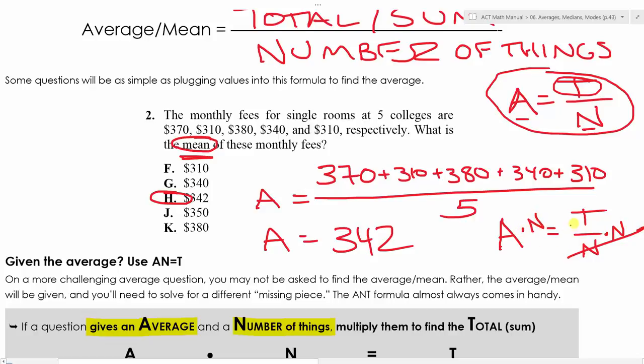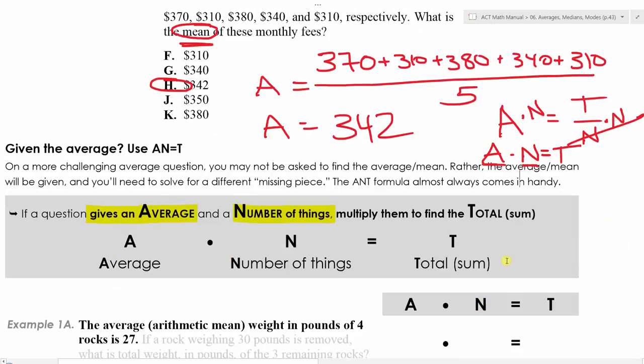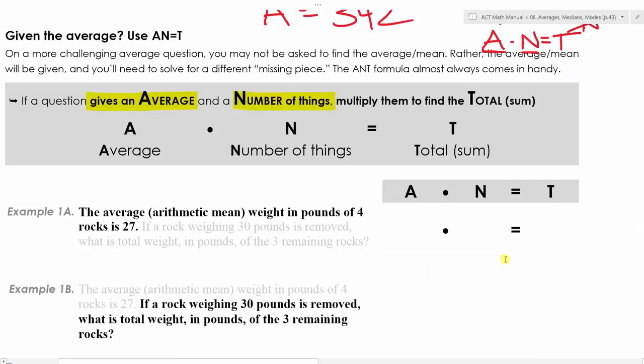So these n's will cancel, and what I will be left with is a times n equals t. And so what this does for me is it makes things slightly more efficient. If I'm given my average and I'm given my number, what I know is that I'm going to have to multiply those two things together to get the unknown piece, to get the total or the sum.